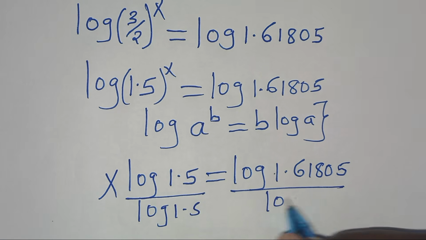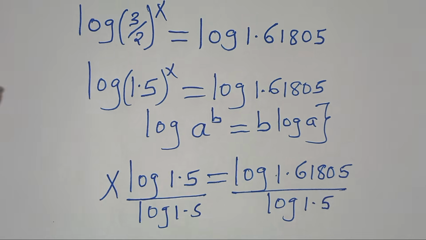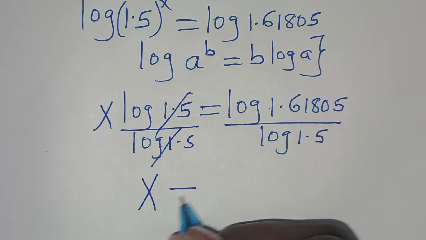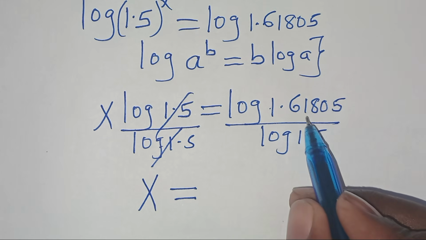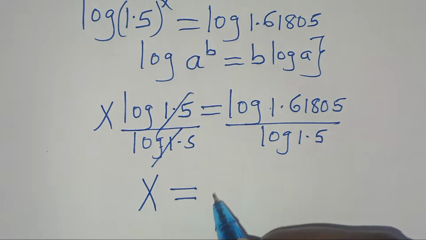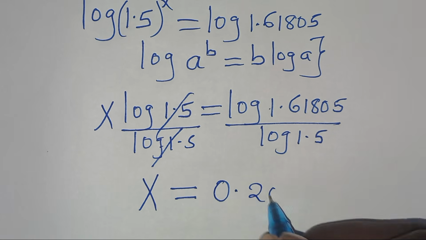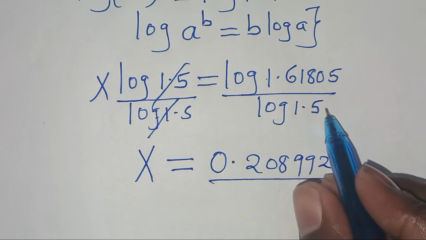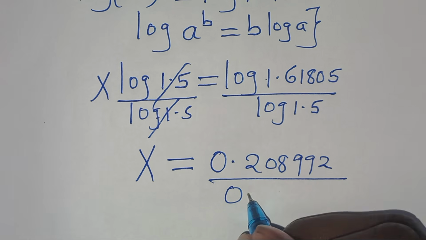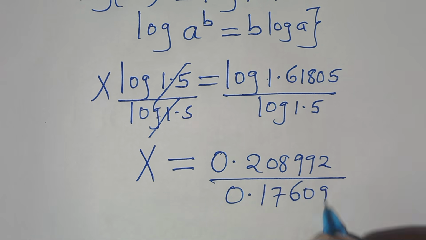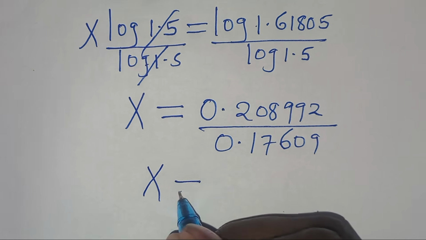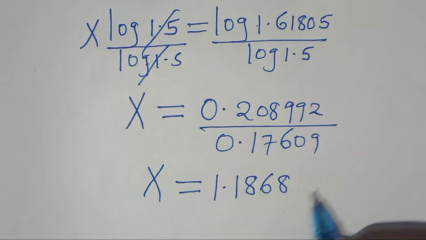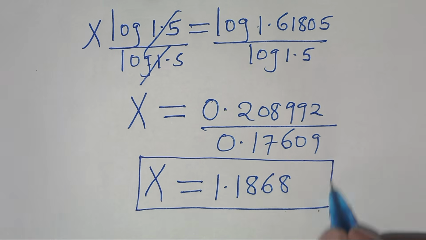Let's simplify here, so that now we have x equal to log 1.61805, which is the same thing as 0.208992, divided by log 1.5, which is the same thing as 0.17609. And this gives us the value of x as 1.1868. So this is the value of x.